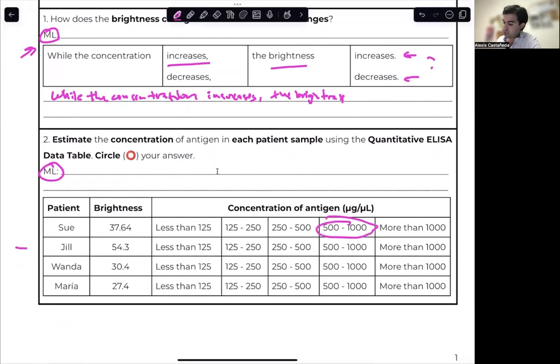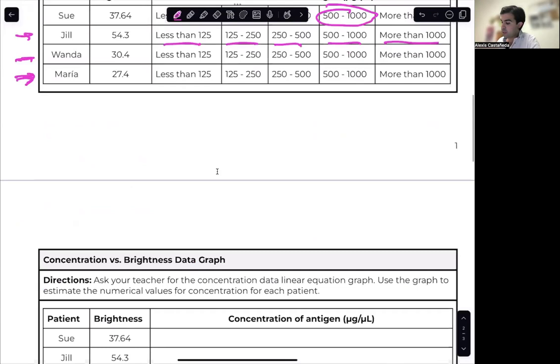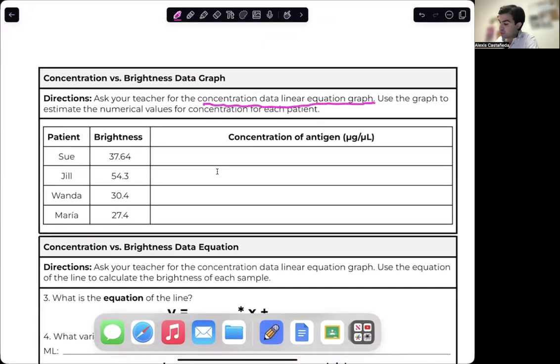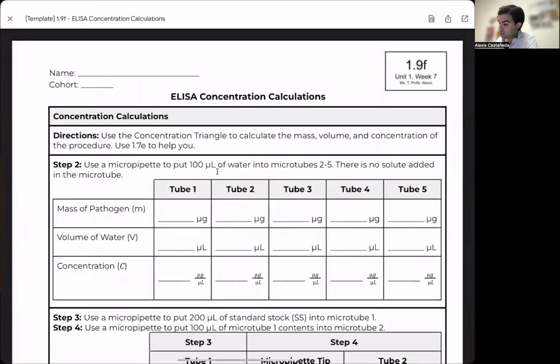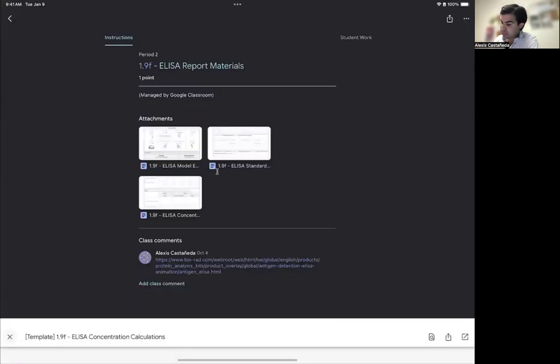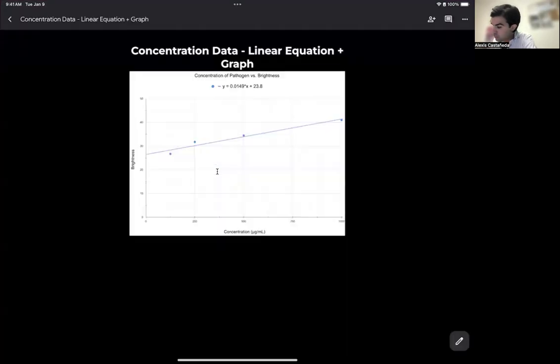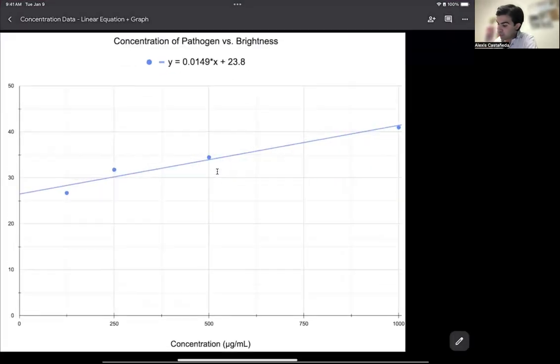You're going to do the same thing for Jill, Wanda, and Maria. Tell me if it's less than 125, 125 to 250, 250 to 500, 500 to 1,000, or more than 1,000 for each of the patients. Then you're going to get a graph that's called the concentration data linear equation graph. You can find this on Google Classroom as well, but you can get this paper from your teacher. The paper looks something like this. So you're going to use this data to help you answer the questions.